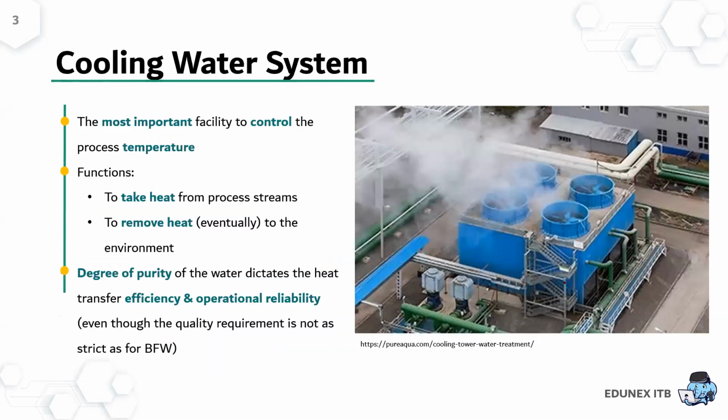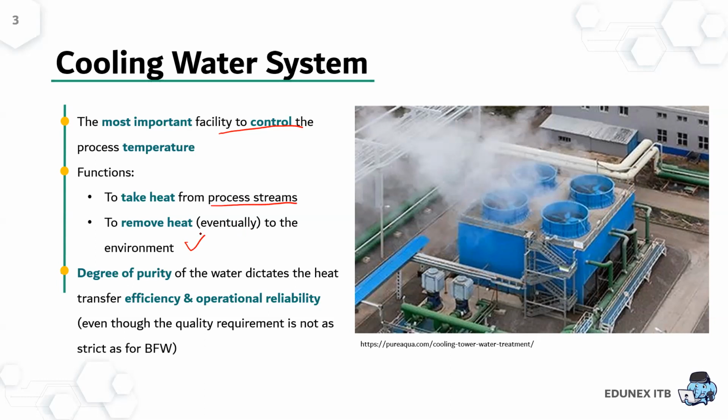Okay, so going to the cooling water system. This is the most important facility to control the process temperature, especially. The purpose of using the cooling water system is actually two main functions. The first one is to remove heat from the process streams, and the second one is to release heat eventually to the environment.